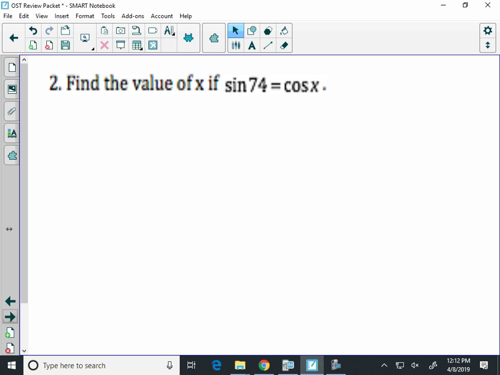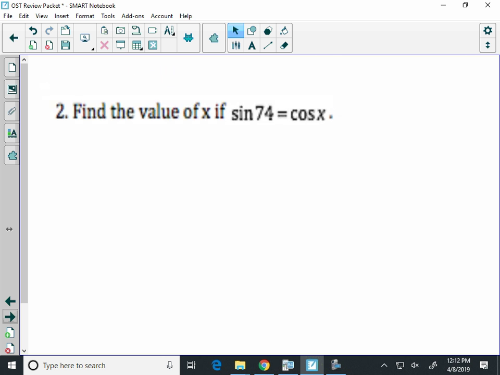Number 2 is dealing with a similar problem, but backwards. So if the sine is equal to the cosine, what do we know about the two angles? They equal 90. They don't equal each other. They equal 90.